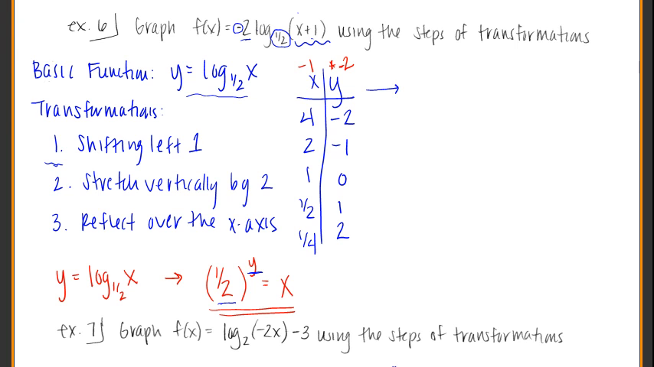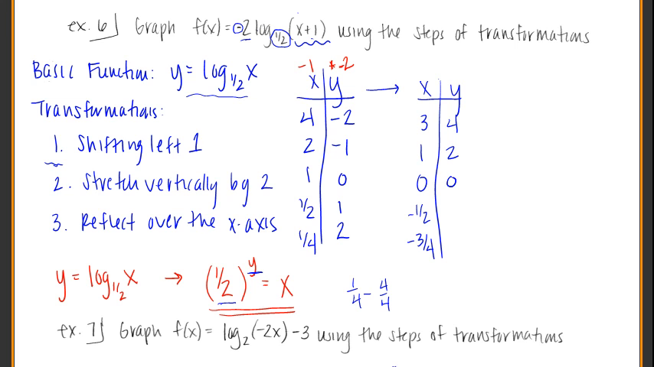Okay? So let's do a new t-chart to show this last bit. Okay, so I'm going to subtract 1 from all my x values. So 4 minus 1 is 3, 2 minus 1, 1 minus 1, a half minus 1, and 1/4 minus 1 would be what? Let's see, 1/4 minus 1, which is 4/4. So that looks like it's going to be -3/4. Okay? And then I want to multiply all of my y values by -2. So 2 times -2 is -4. 1 times -2 is -2. And 0, 2, and 4.